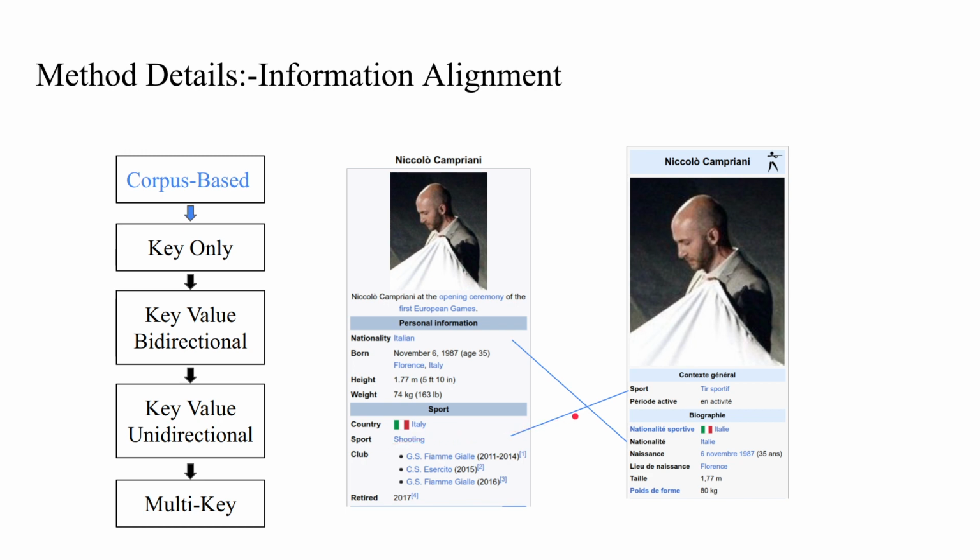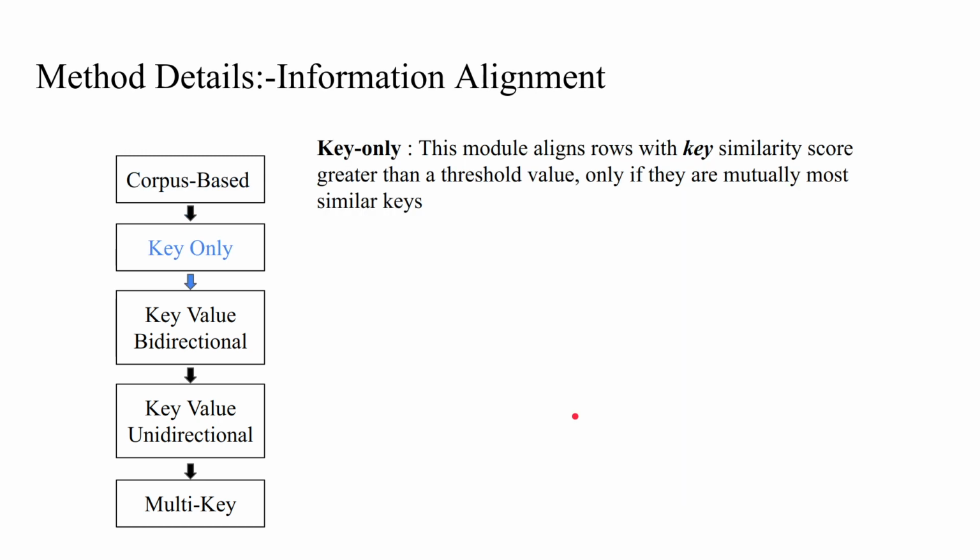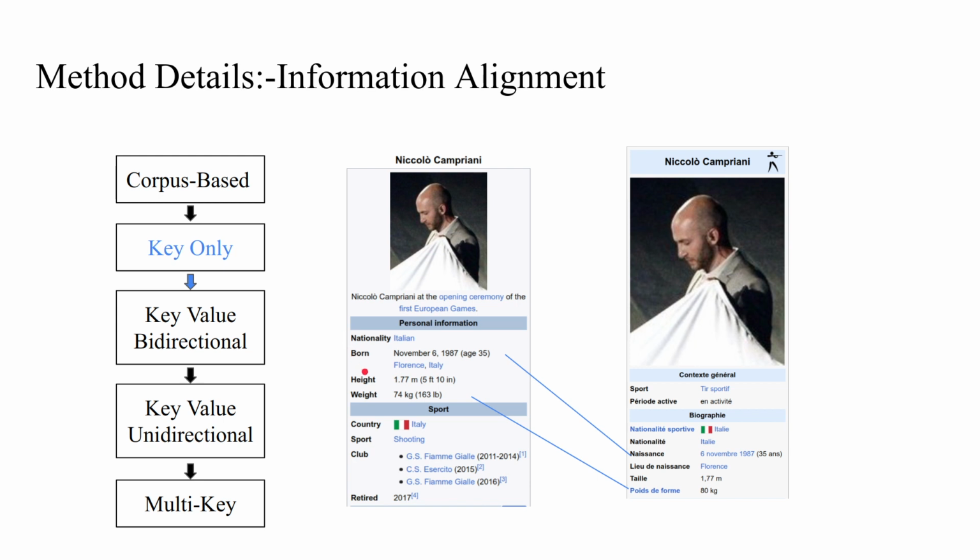using the corpus-based method. Now, we move on to the next step, which is the key-based alignment, where we relax the rule of looking across all tables in a category and only look at the two tables we are aligning right now. We align the keys with key similarity score greater than a threshold, given that they are mutually most similar across the two tables. And in this case, the Born and the weight keys get directly aligned.